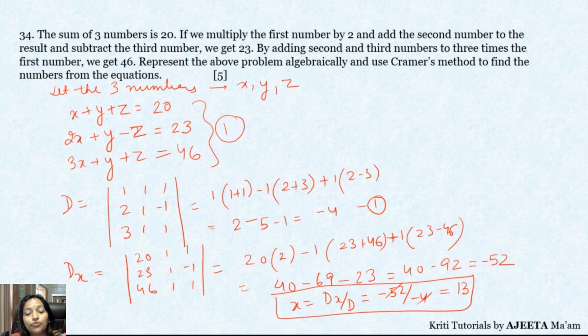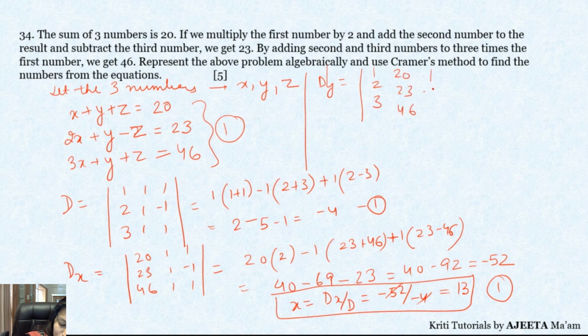Similarly, we will calculate dy and dz as well. So again, you will get 1 mark for this. Okay, so this is how it goes on. So similarly for y and similarly for z. So now let's calculate dy. So dy goes on 1, 2, 3, 20, 23, and 46. 1, minus 1, and 1. So this is your dy.